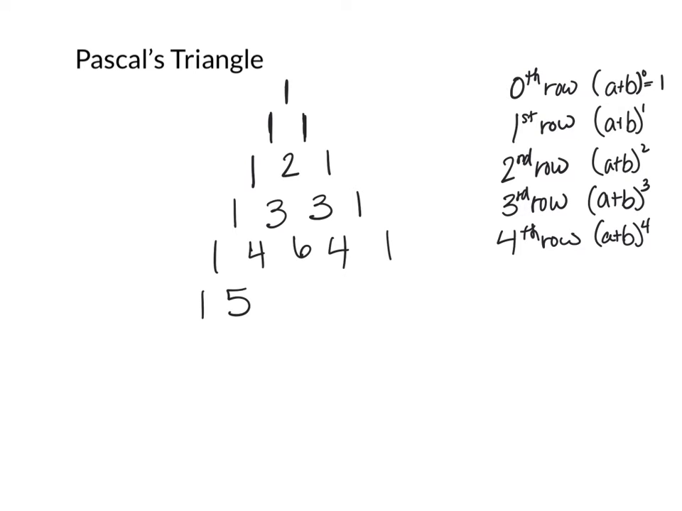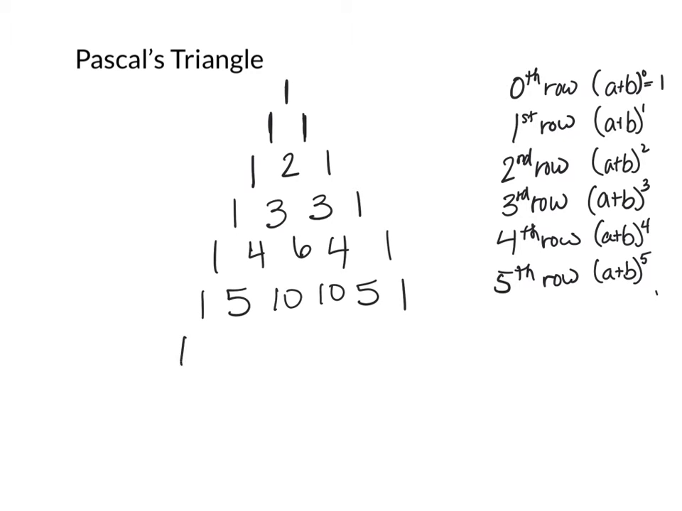And notice the first number in each row is the power that we're looking at. Then I have 4 plus 6 is 10. I have 6 plus 4 is 10 again. 4 plus 1 is 5. And then a 1. That's my 5th row. And we can keep going on forever.